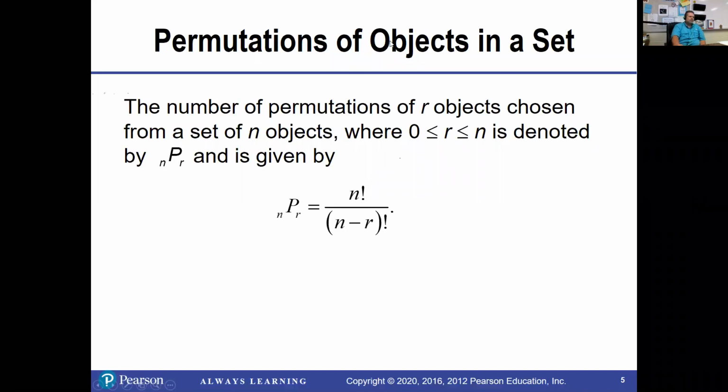All right, permutations of n objects in a set. The number of permutations of r objects chosen in a set of n objects. We have a group of objects and we're choosing so many out of that group. So r has to be less than n because you can't take more things than n. It is denoted by the permutation of n objects taken r at a time. Okay? Now, how does this work?